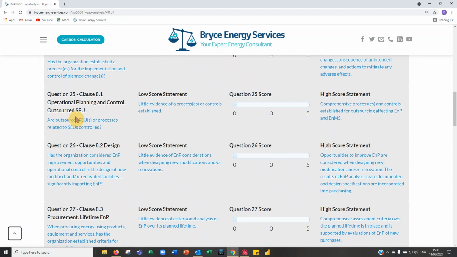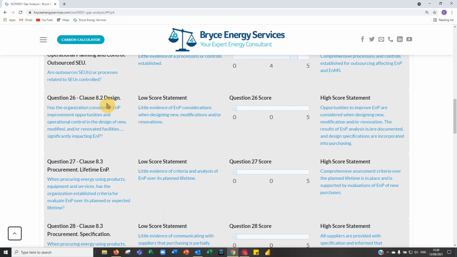Planning and control, outsourced significant energy use. Are outsourced processes related to controlled? Little evidence, comprehensive. So if there is something that you have a subcontractor or supplier doing for your business that requires significant energy use, what are you doing with that supplier in order to mitigate or control or reduce? Very important one, especially in terms of carbon management. ISO is specifically energy efficiency and actually doesn't mention carbon. But if you have an eye to carbon neutrality, issues like clause 8.1, control of outsourced significant energy use, are critical, because that would be scope 3 for your business.